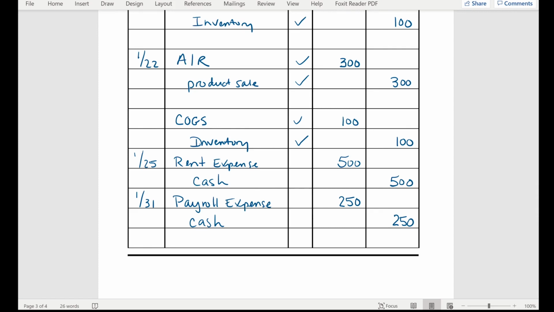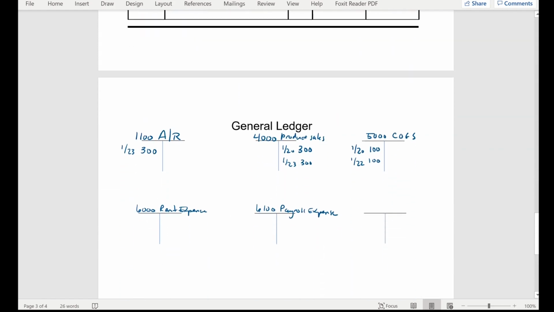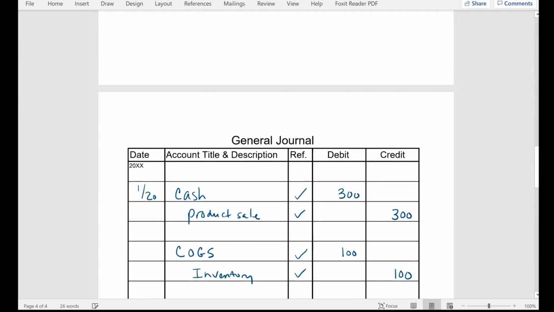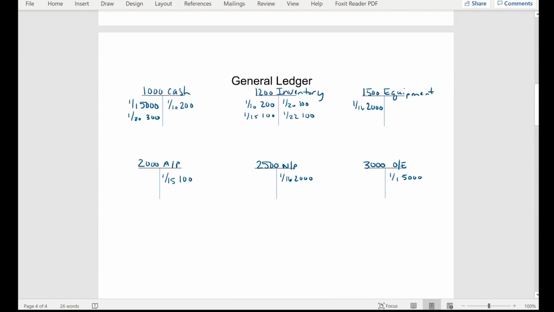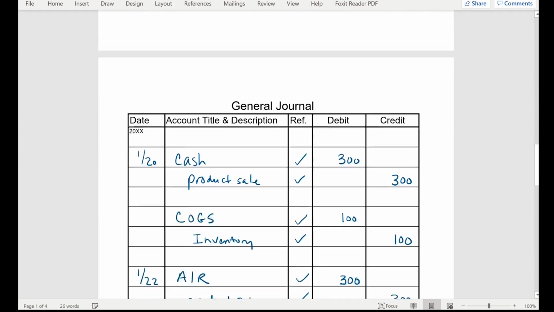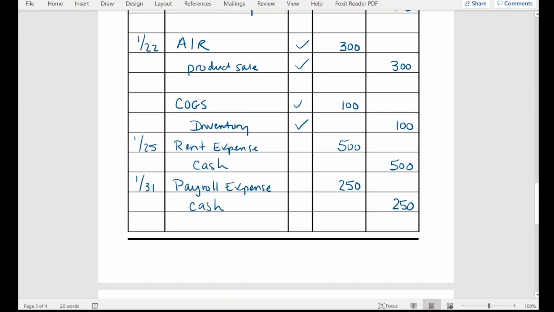The business owner had to pay rent on the 25th, so we're going to debit rent expense for $500 and then we're going to credit cash for $500. So rent expenses down below, we're going to debit that for $500. And then we're going to go up to our cash account and we're going to credit our cash account for $500 because that is money going out of the business. Come back down here to our journal entries. Again, mark those so that we know that's been completed.